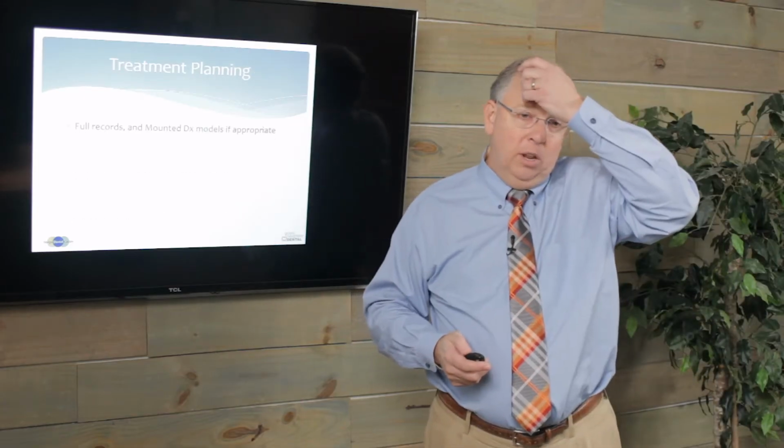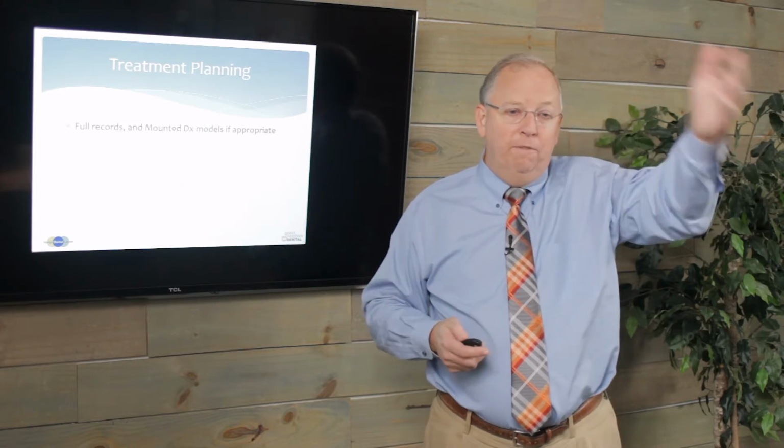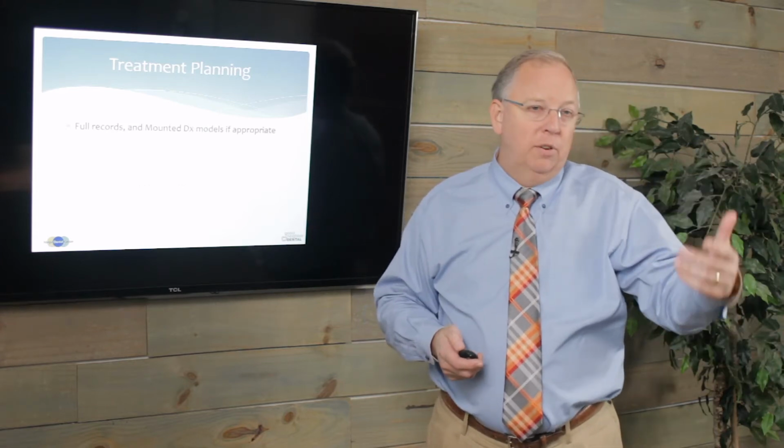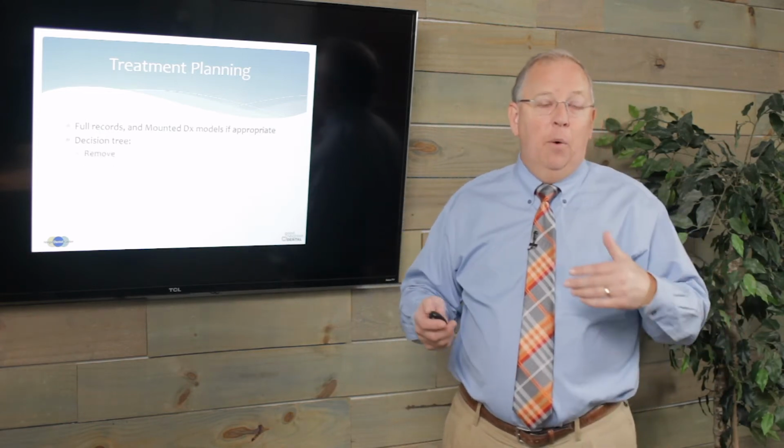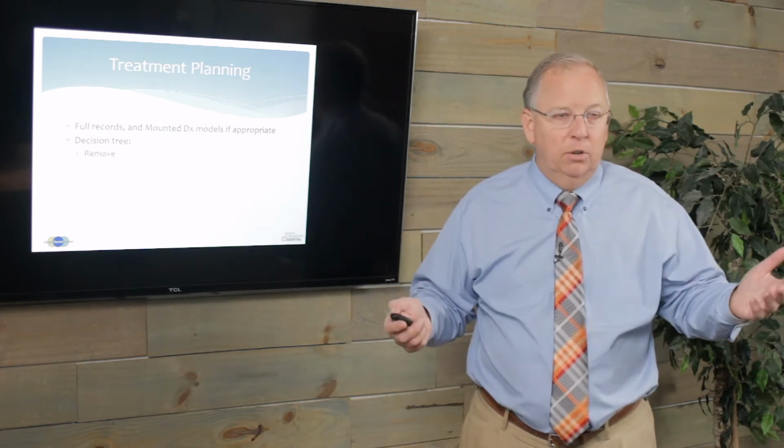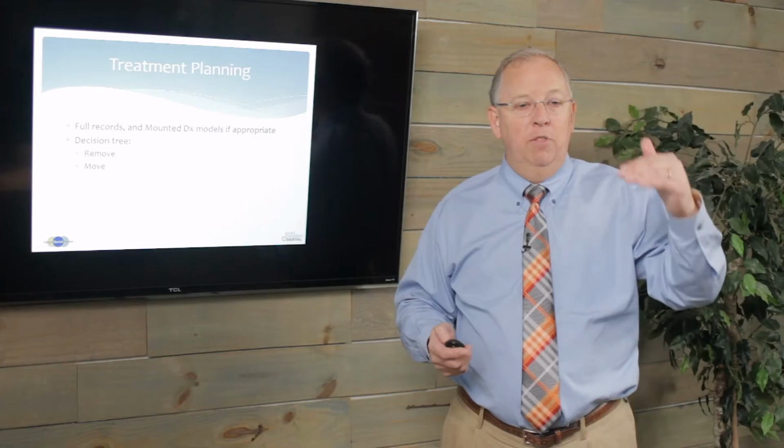Treatment planning and synchronicity. Treatment planning, number one, we're doing full records, mounted diagnostic models if appropriate. We're making a decision tree from there. Every time I see any kind of case, what is my decision tree? What teeth do I need to remove? That's first. And all this comes directly from Pete Dawson, by the way. First thing, what do I need to remove? Get those out. Done. Next is, what can I move? Can you do some orthodontics to make the position of a tooth more favorable so that it makes your restoration easier? So remove, then move.